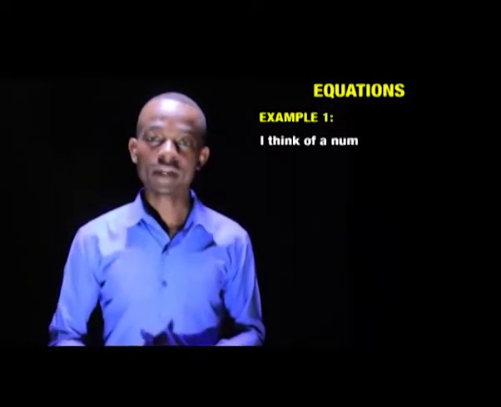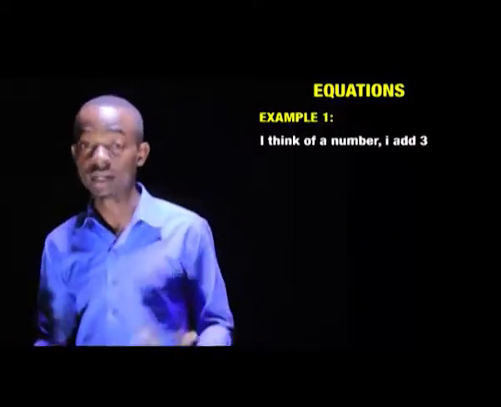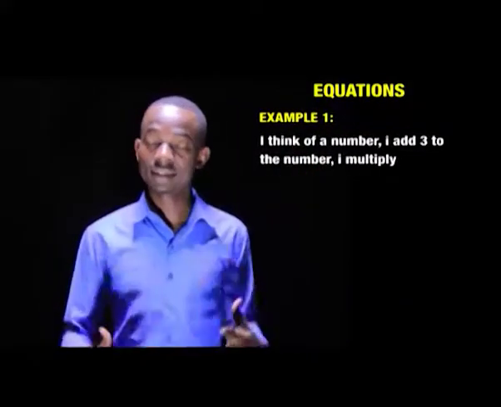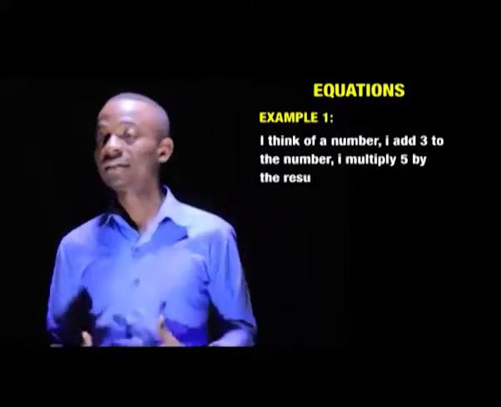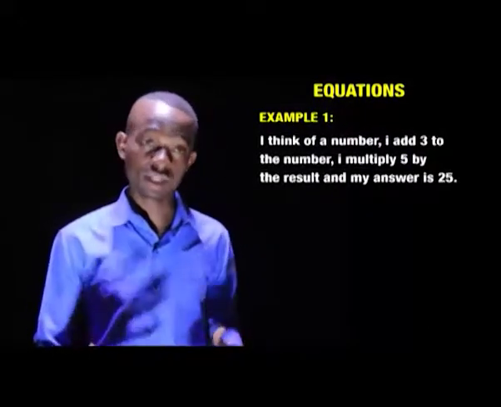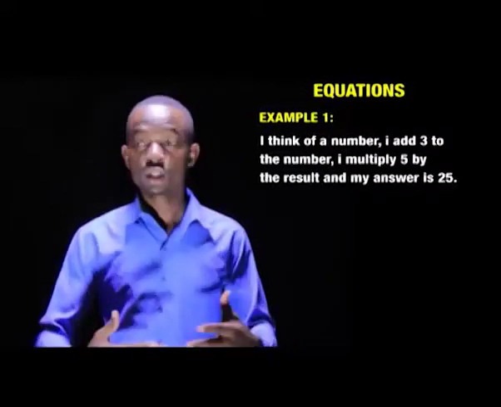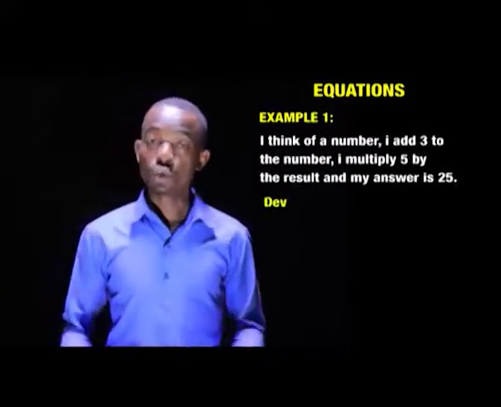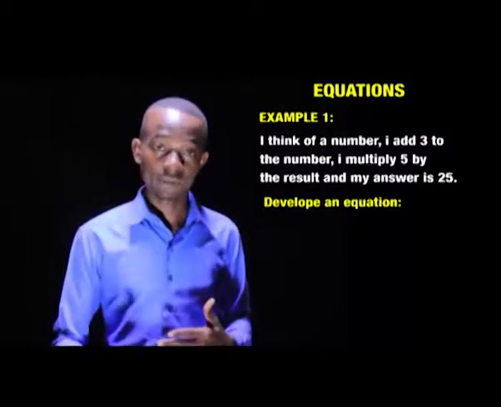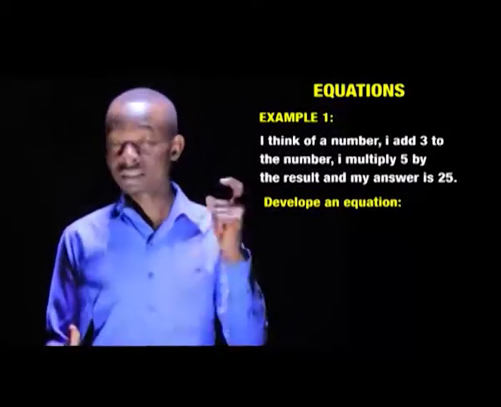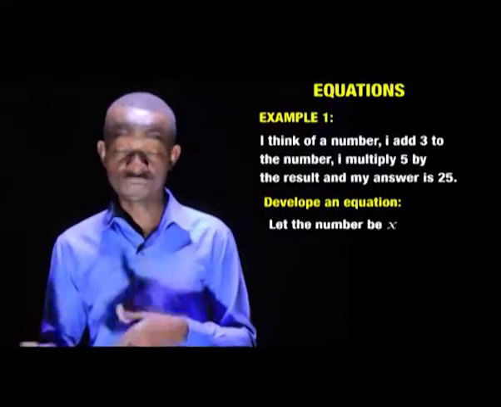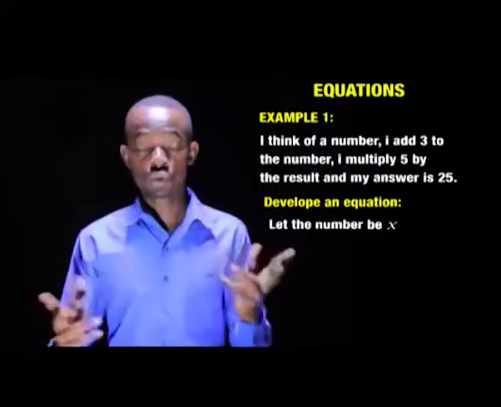Example number one, I can decide to say, I think of a number, like the example which we said at first. I think of a number, I add 3 to that number, and then I multiply the result by 5 to get 25. So I've thought of a number, I've added 3 to that number. After adding 3, I multiply 5 to the result which I get, and then my answer is 25. So how am I going to solve this?